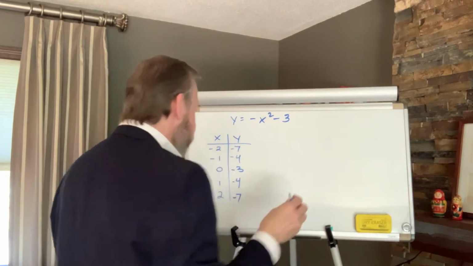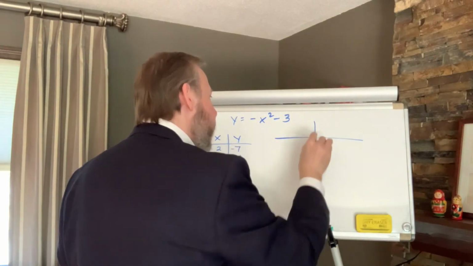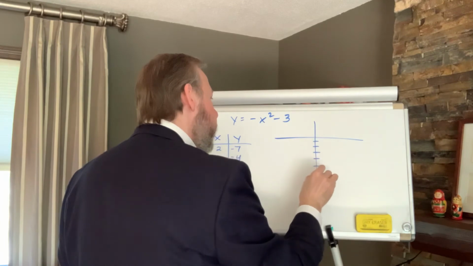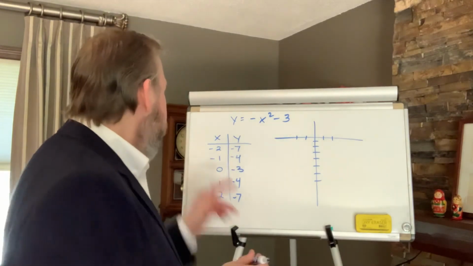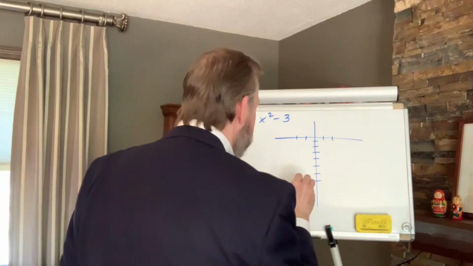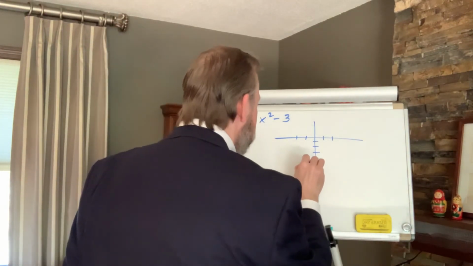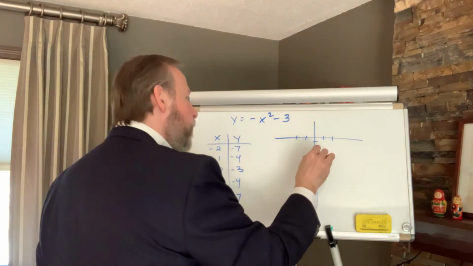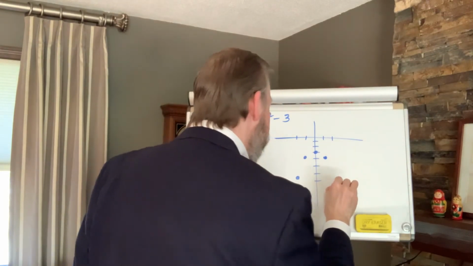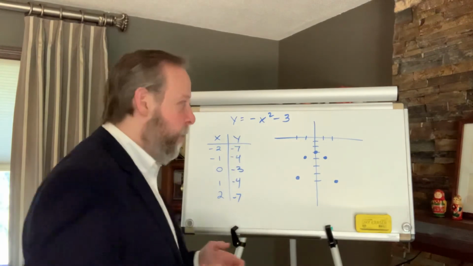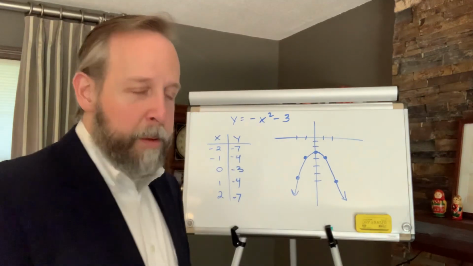All right, I've got positive and negative x. I've also got all negative y. So I'm going to just make my grid kind of like this because I don't really need any positive y space. Just showing what I have to show right now. Negative 2, negative 7 is down here. Negative 1, negative 4 is over here. 0, negative 3, right there. 1, negative 4 is over here, and 2, negative 7 is down here. Again, it's symmetric because it really should be. And I'm going to just do my curve, and there's my parabola.